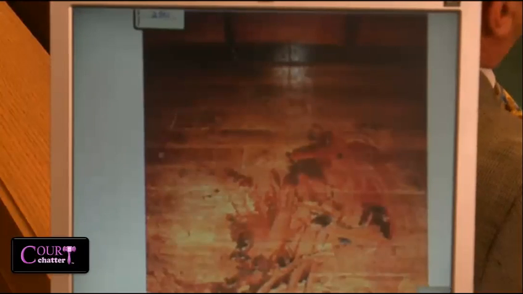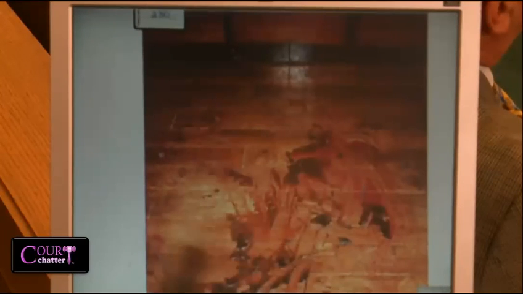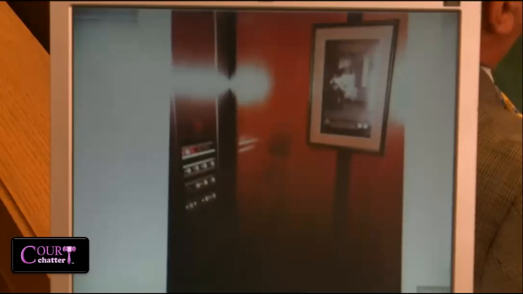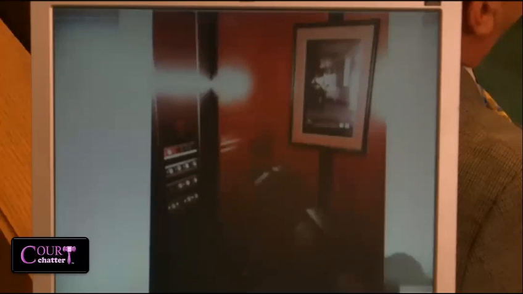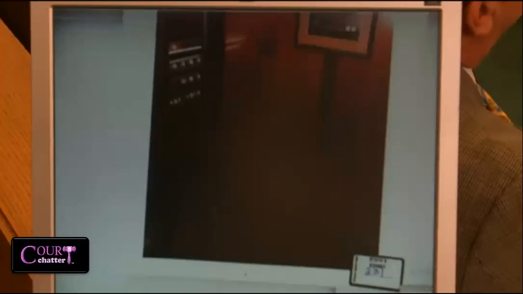This is the interior of the elevator. Huge amounts of blood. State's 230. Huge amount of blood. State's 231. Jeremy Martin was bleeding profusely from his wound on his right arm, drizzling down the side of the car. But most importantly, let's take a look at something else.